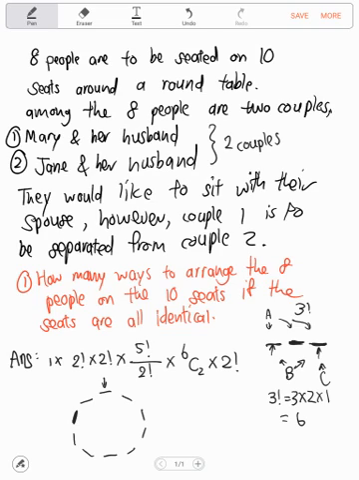Altogether 6 ways to arrange the people, and you can see it from here: A, B, C; B, A, C; B, C, A; A, C, B; C, A, B; and C, B, A. So altogether 6 ways, right? We can see that in the case of a row.